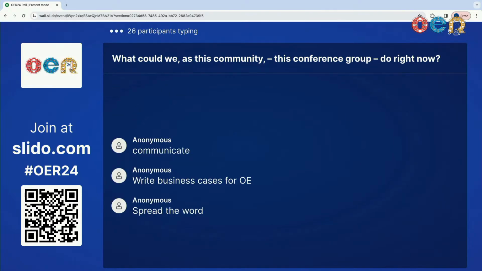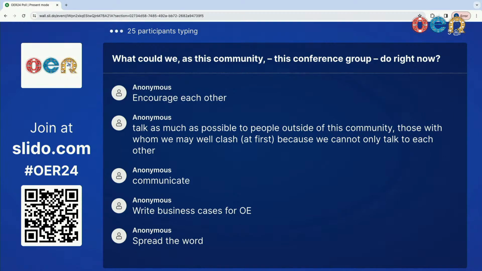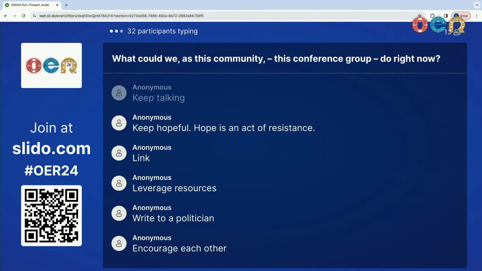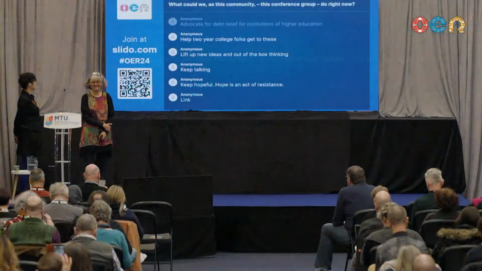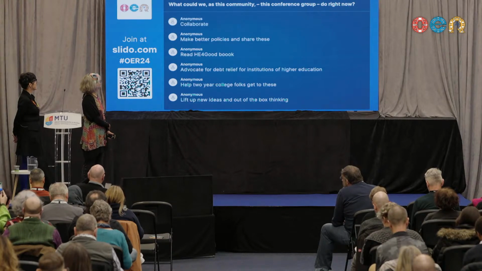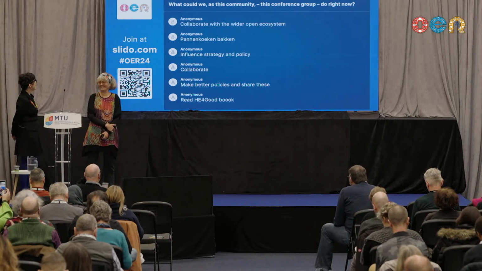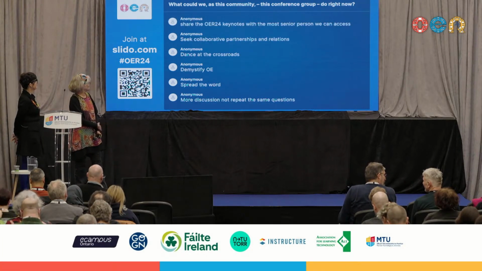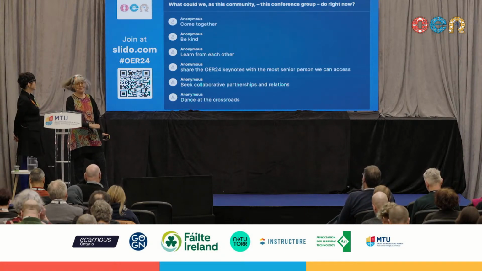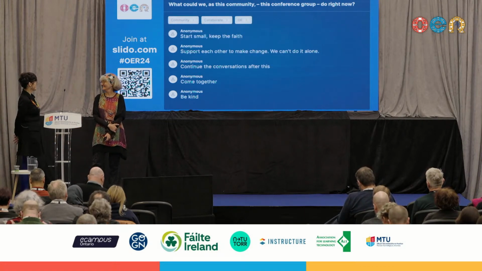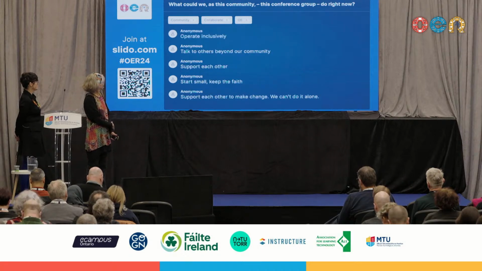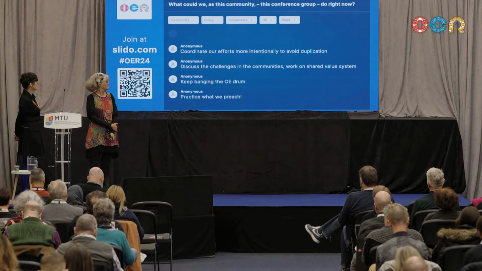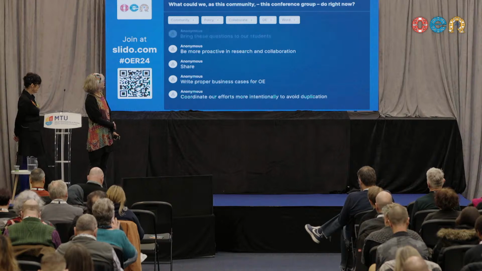Spread the word, write business cases, communicate, talk as much as possible to people outside this community, yes. Write to a politician. Leverage your university resources. Keep hopeful. Keep talking. Help 2-year college folks get here. Advocate. Read the book. Influence strategy and policy. Collaborate with the open system. More discussion. Demystify. Dance at the crossroads. Be kind, come together, support, start small, keep the faith, talk to others beyond our community. Online sprints, I like that. Keep banging the OE drum. Discuss the challenges. Share.